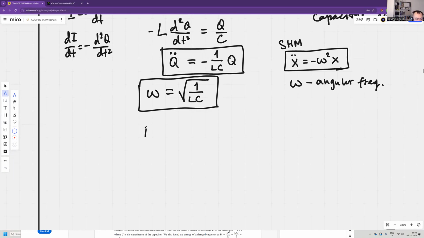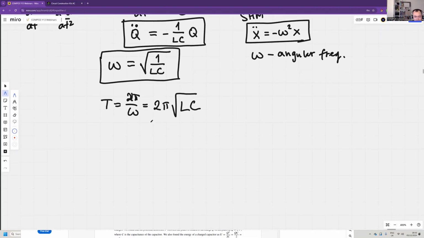And of course, I can write down T is 2 pi over omega, which makes it 2 pi square root LC. Sounds familiar as well, I'm guessing. Yeah, so period of a pendulum, period of a mass on a spring, also a very similar formula. So from here, we can say that period is proportional to L. So the bigger the L, the bigger the time period. And it's proportional to the capacitance. The bigger the capacitance, the bigger the time period.